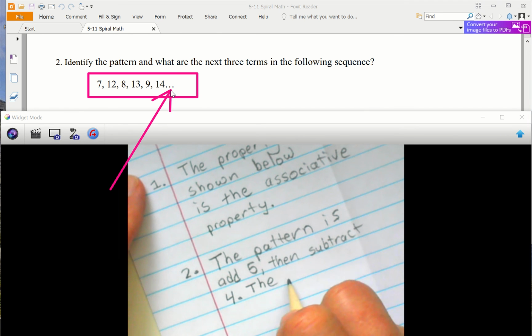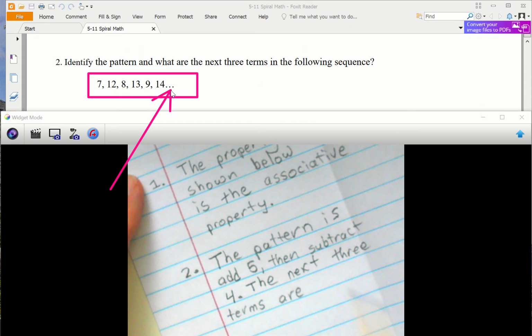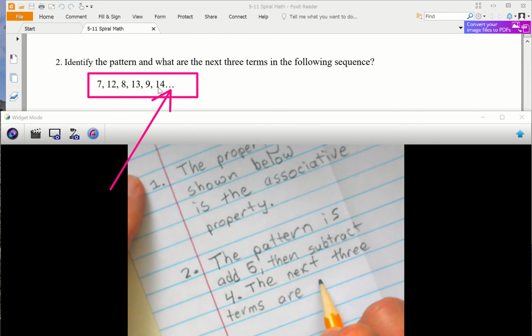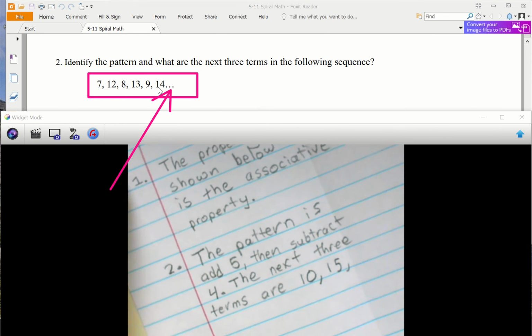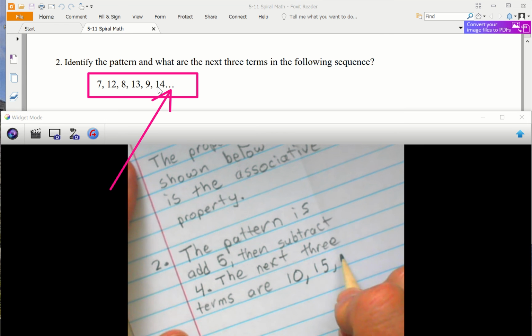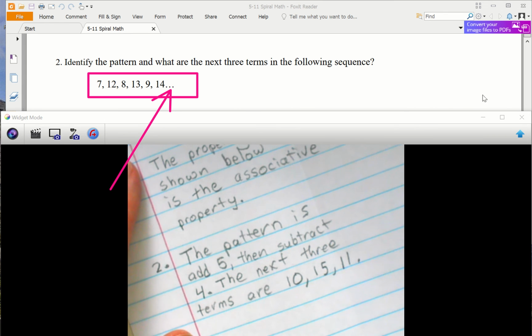And I'll just say the next 3 terms are, let's go and take a look at what the next 3 terms are. Since I added 5 to get 14, I'm going to subtract 4. So my next term is going to be 10. Then I'm going to add 5 more, which is 15. And then I go back and I'm going to subtract 4, and I'll get 11. So the next 3 terms are 10, 15, and 11. All right, we'll go on down to number 3.